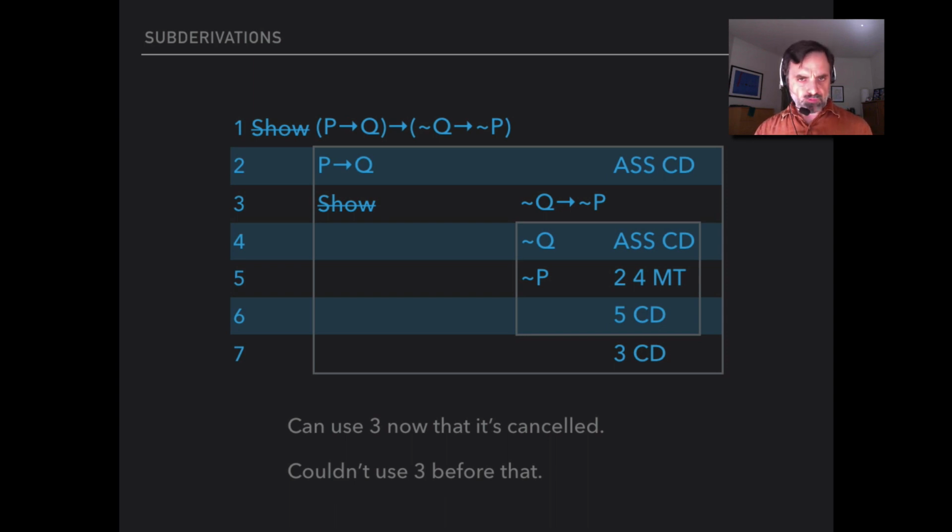Okay, so this is an example of a derivation including a subderivation. In the next video, I'll spell out a little bit more precisely exactly what the rules for subderivations are, how they work, and then also talk about strategy. When should you do a subderivation, and what subderivation should you do when you decide to do one?